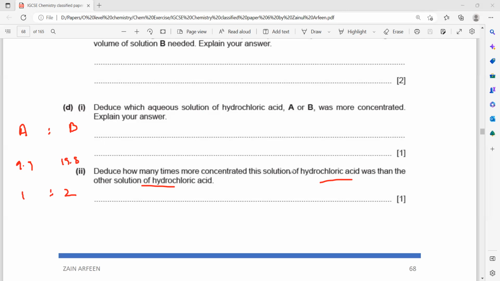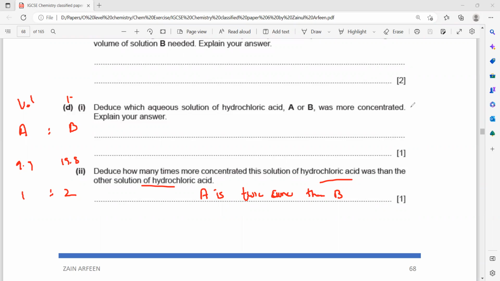So how many times more concentrated was the hydrochloric acid? A is twice as concentrated as the other solution, B. How do we work out twice? Because the volume ratio is 1:2, so the concentration ratio will be 2:1. B is not twice, A is twice as concentrated. A has more concentration than B.